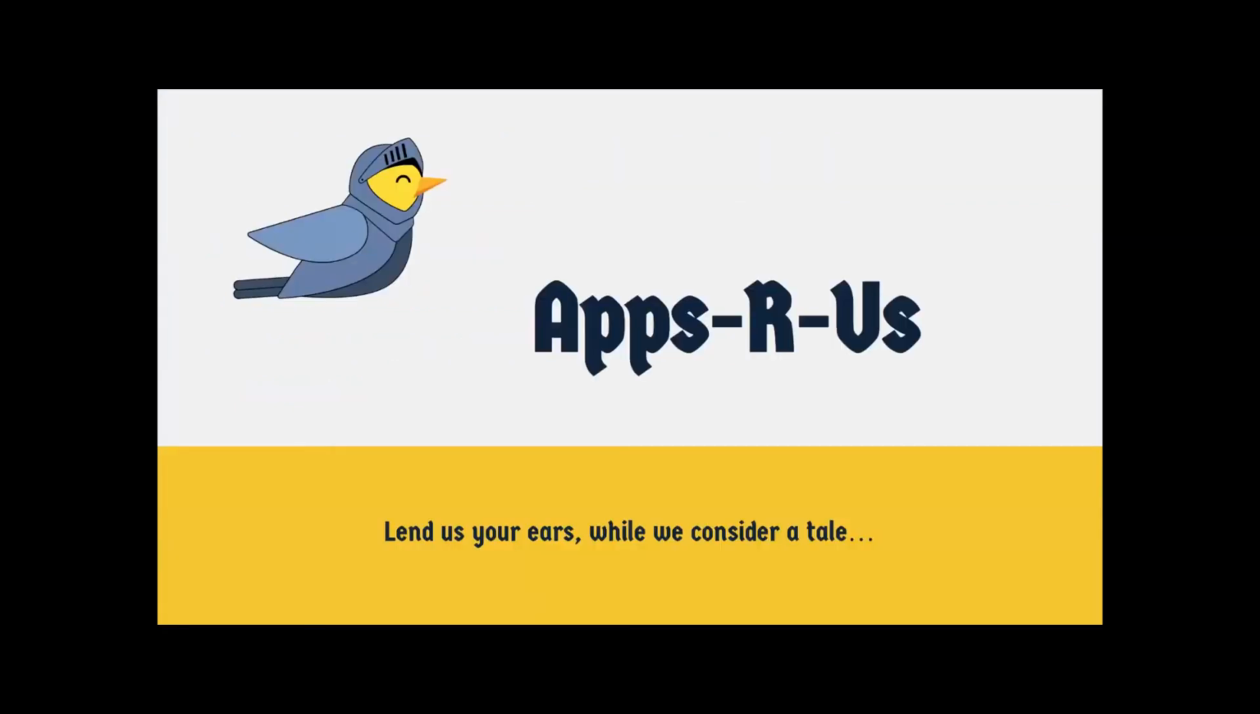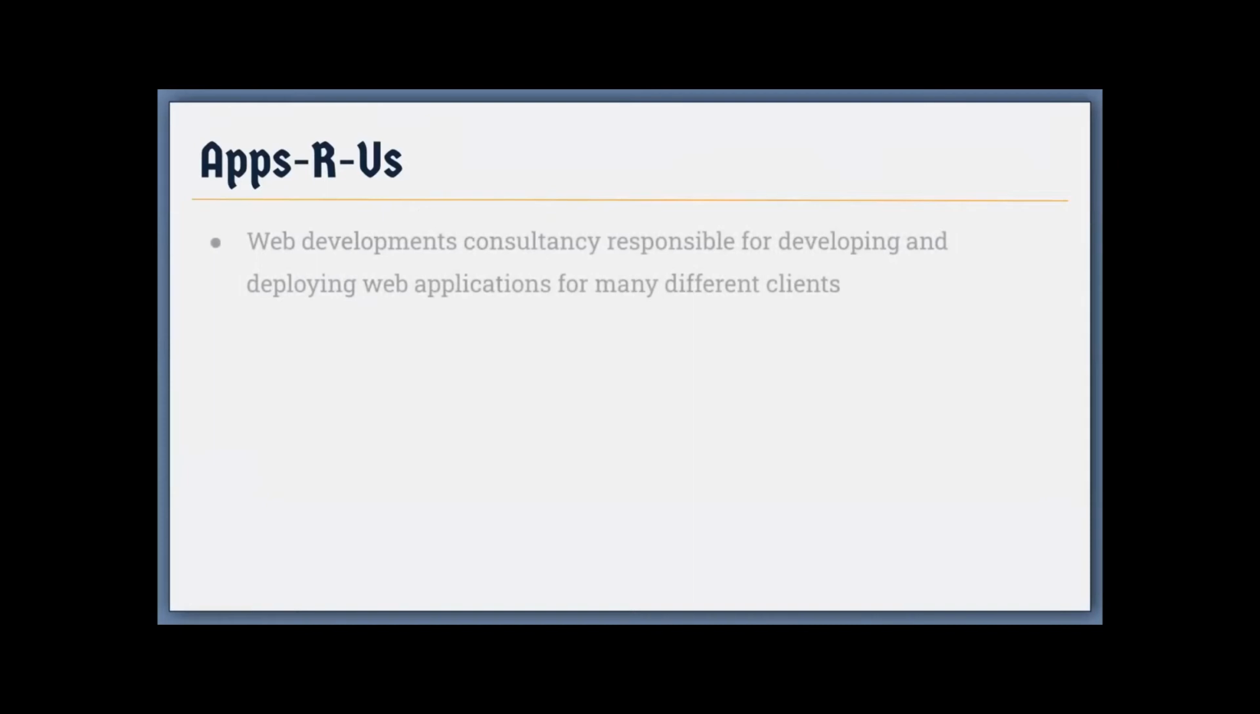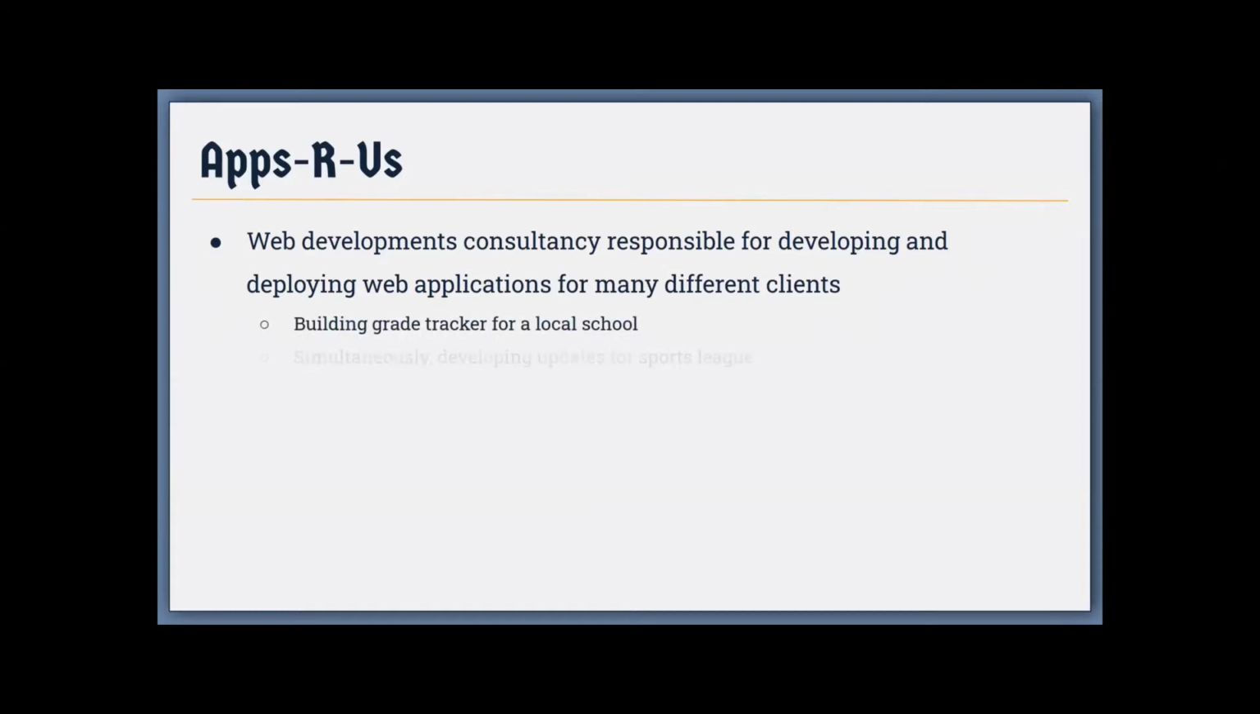So now that we have a better understanding of what Sentinel is, we'd like to introduce you to Apps R Us. Apps R Us is a web development consultancy where anyone can hire them to build their web apps. On any given day, they would be responsible for developing new applications or updating existing ones. For example, they could be making grade tracking software for a local school district while simultaneously making updates to a registration portal for a local sports league.